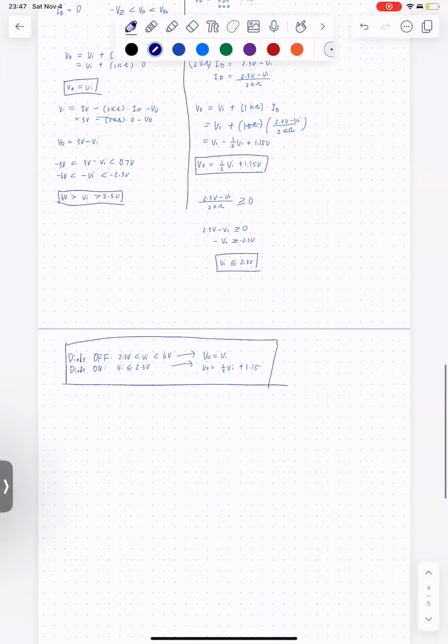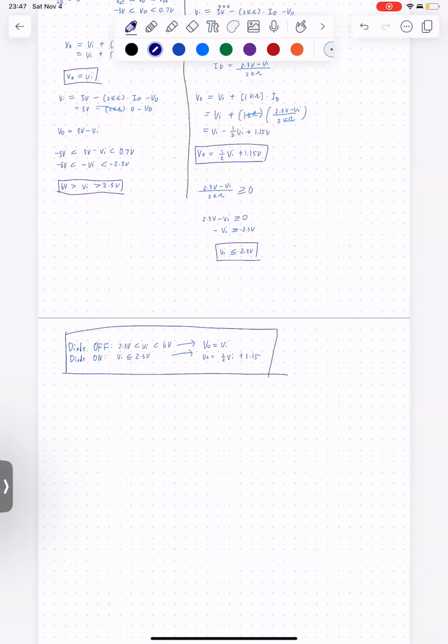And then later on, we came up with this general solution: if VI is smaller than this value, this is the function. If it's in between, then it's this function. So yeah, that's the brief idea of question 2.